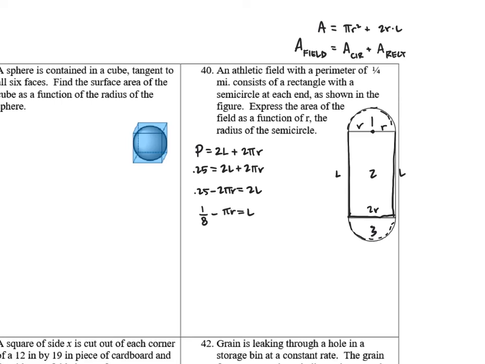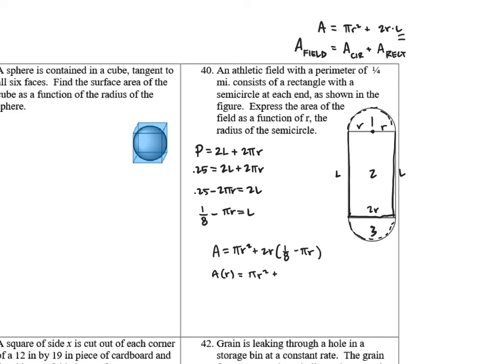Now I can take my area formula, which was pi r squared plus 2rL, see that up here, and I'm going to substitute in 1/8 minus pi r. Okay, now what I have is area in terms of r. Let's see what we get here. I'm going to distribute and simplify.